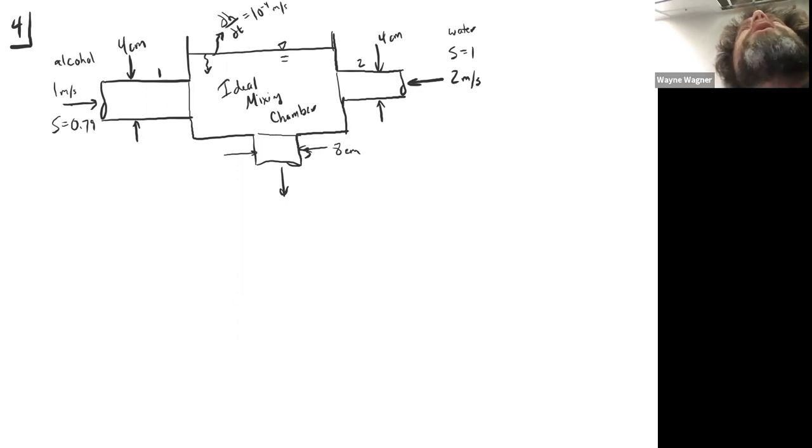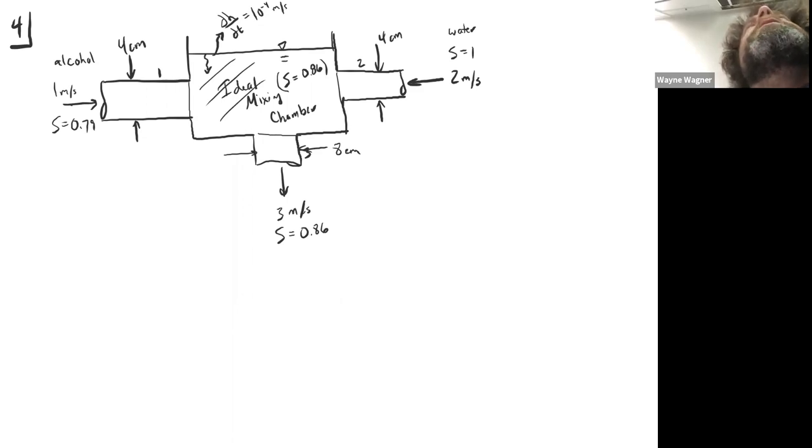The combined mixture of alcohol and water has a specific gravity of 0.86 and leaves the tank at 3 meters per second. Okay, so down here, S is 0.86. That's because it's an ideal mixing chamber. The second it makes it into here, it's all mixed up.